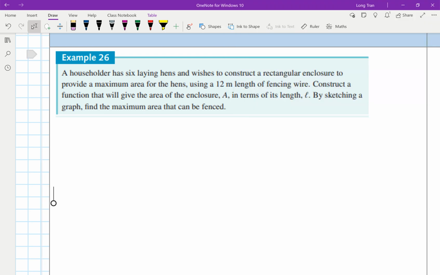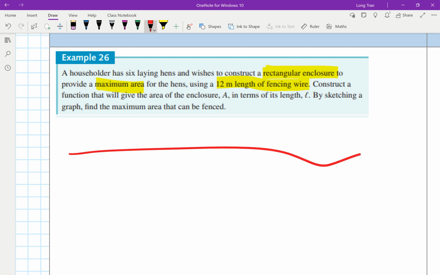All right. A householder has 6 laying hens and wishes to construct a rectangular enclosure to provide a maximum area. So we were looking for area for the hens using a 12-meter length of fencing wire. Think of it as you have 12 meters of wire, and you're going to crimp it so that you can fold it into a nice rectangle.